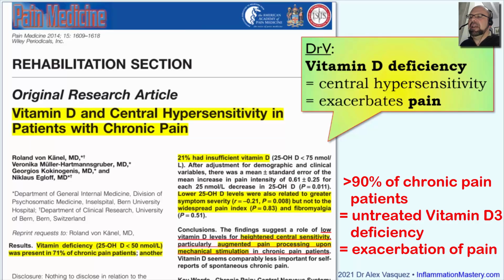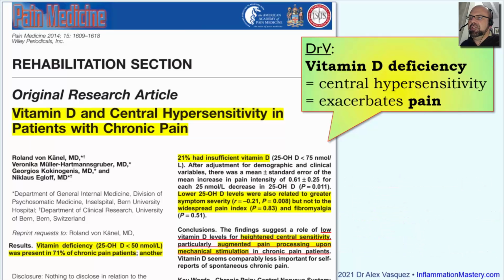And this is a cause and effect, dose-dependent relationship. The more severe the vitamin D deficiency, the more severe the chronic pain. And their conclusion reads, these findings suggest a role for low vitamin D levels for heightened central sensitivity, particularly augmented pain processing upon mechanical stimulation, just like I had said before, applying pressure to the bony surfaces of the sternum, the radius, and the tibia.